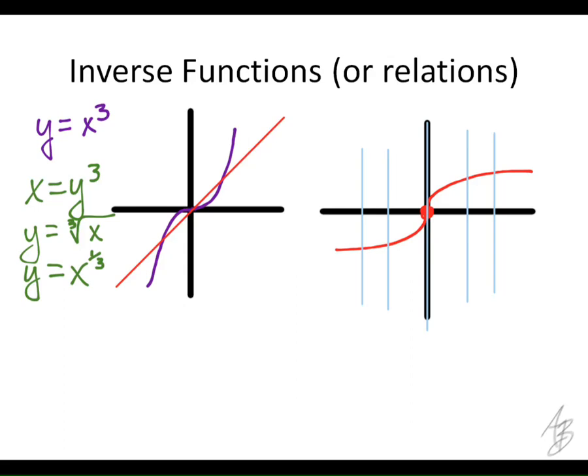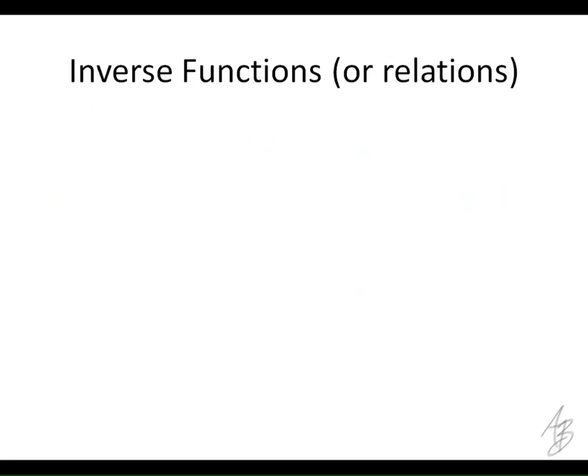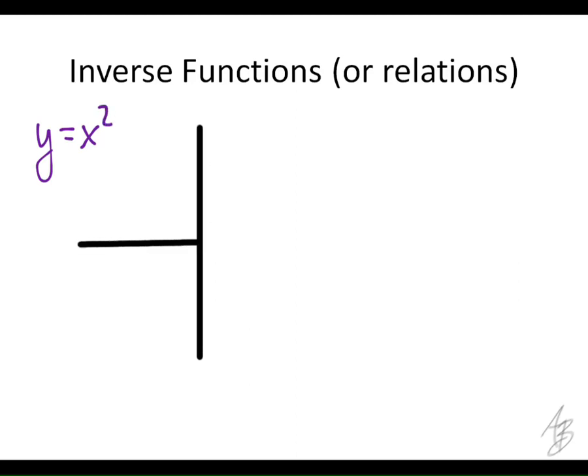All right, so the question is, when are we going to have trouble? When are we not going to get functions for inverses? How about this? What's the graph of y equals x squared look like? It's a parabola, right? So it's going to look something like that. Yeah? So then if we reflect that across the line y equals x, what's it going to look like?